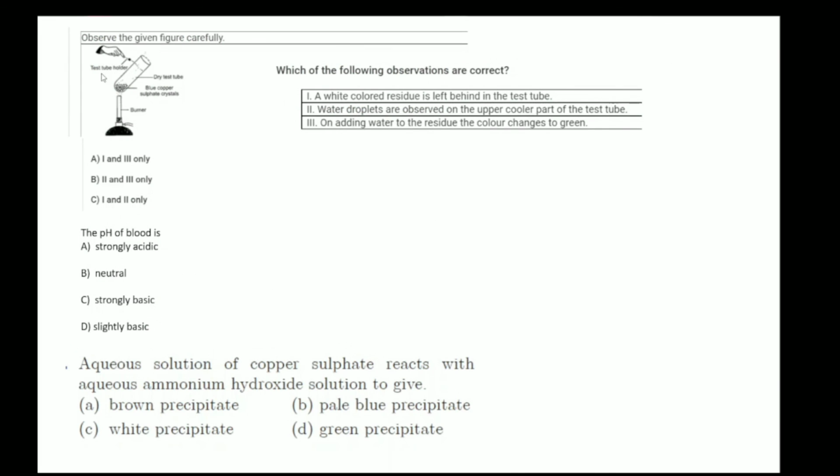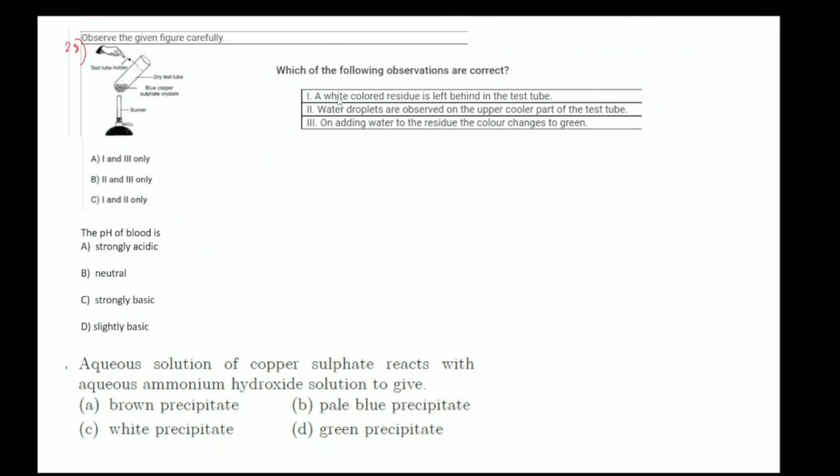Here you have the last set. Question number 28. Observe this figure. I think the figure is not very clear, but still I will explain what it is. In the test tube, there is a dry test tube containing copper sulfate crystals. It is heated. Which of the observations are correct?